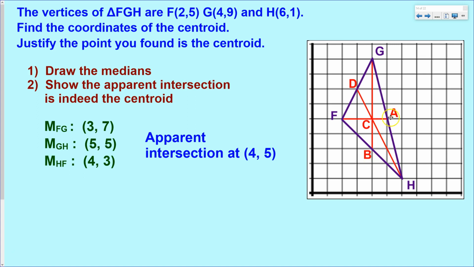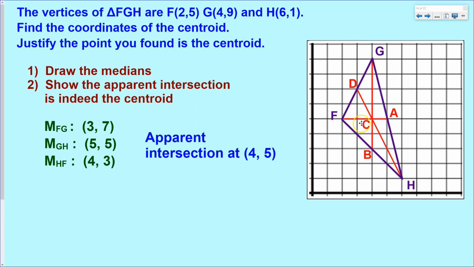You notice that 2 of the medians happen to be, one is vertical and one is horizontal. So if I can just do the distance. Now if this weren't horizontal, like say this one, I would have to use the distance formula to show that the distance between H and C is twice that of CD.